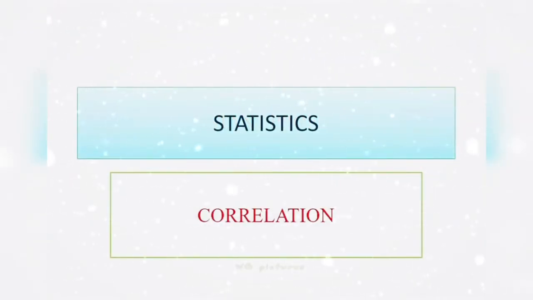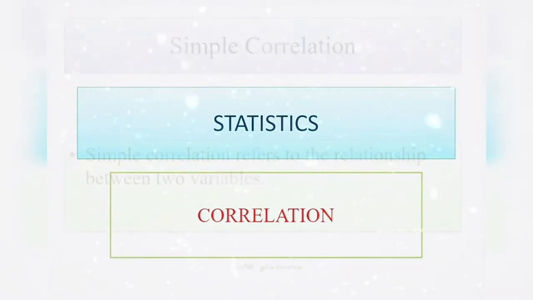Hello everyone. Now we can discuss correlation in statistics. In the previous class we discussed measures of central tendency and measures of dispersion. Now we discuss correlation. In this class: what is simple correlation, types of correlations, scatter diagram, linear and non-linear correlation, and what are the formulas for finding the R value, that is called the correlation value. Now we can discuss one by one.